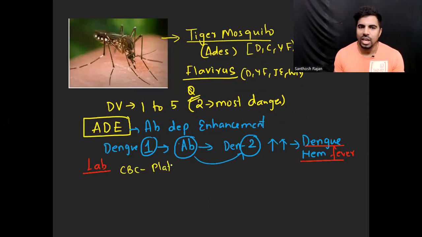That is very characteristic. You can have leukopenia also. But usually, platelet going down is very dangerous, especially when it goes less than 1 lakh. It is suspicious, CBC. Number two, we have a special test. What is the special test? NS1 antigen. This question also can be asked.